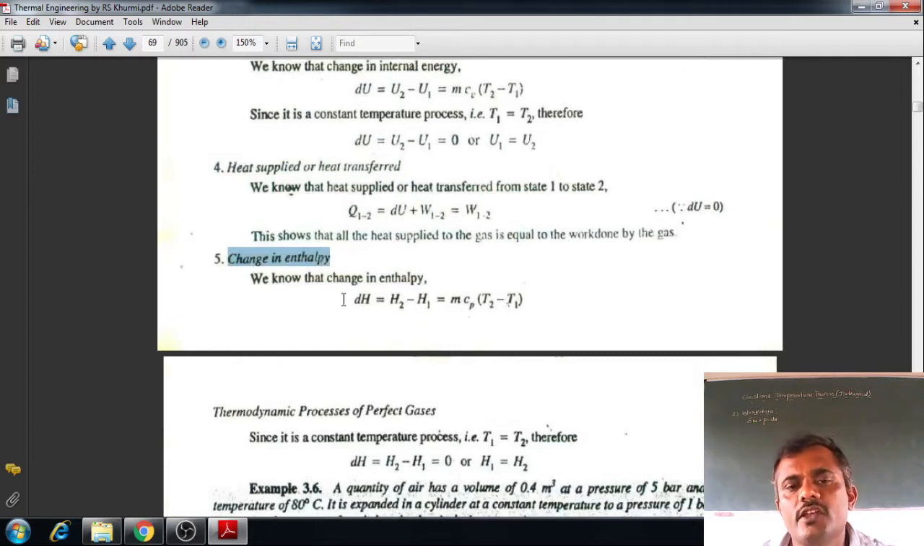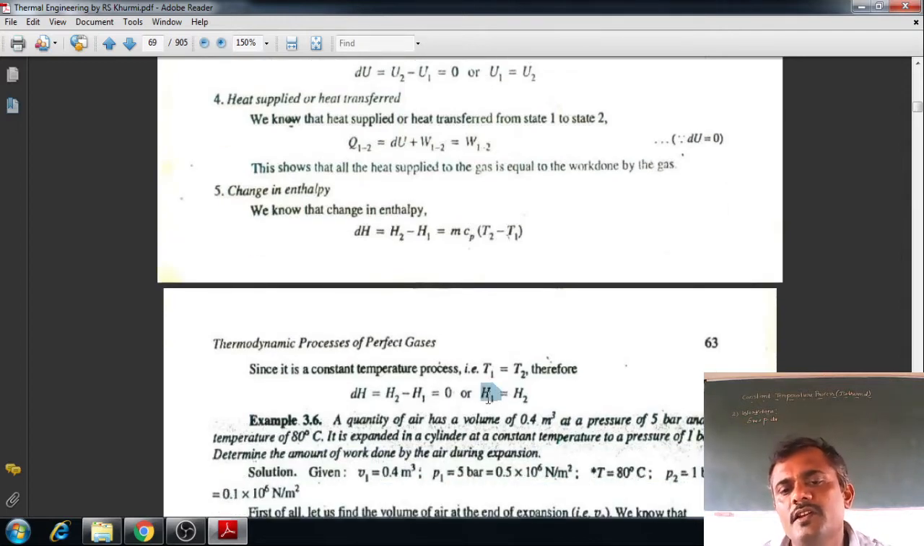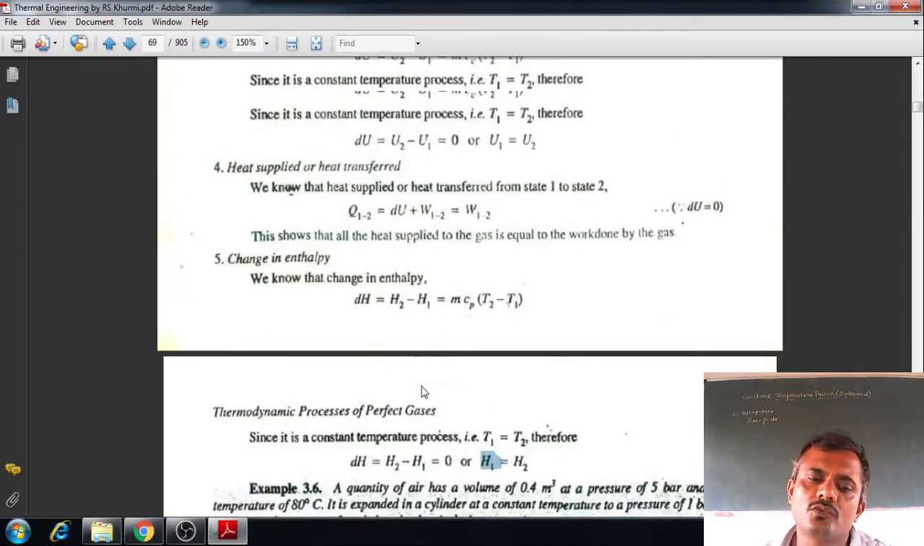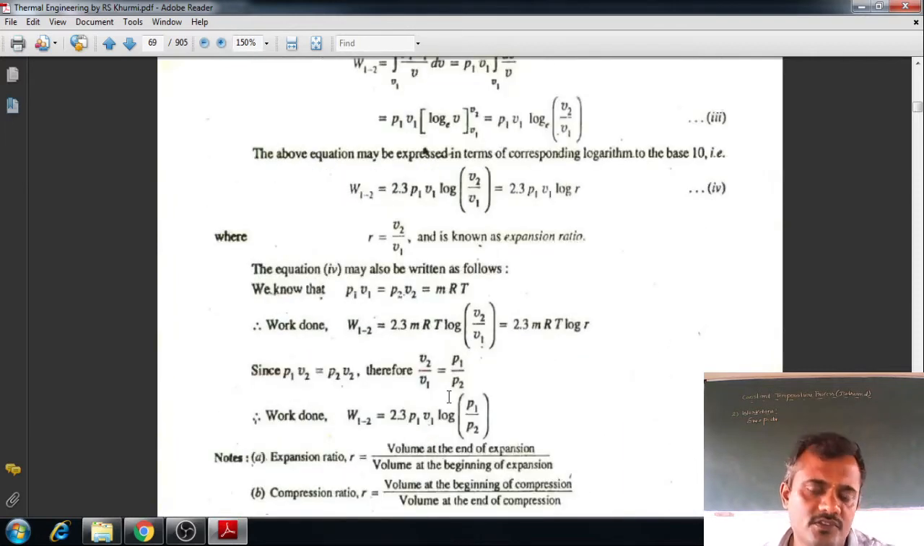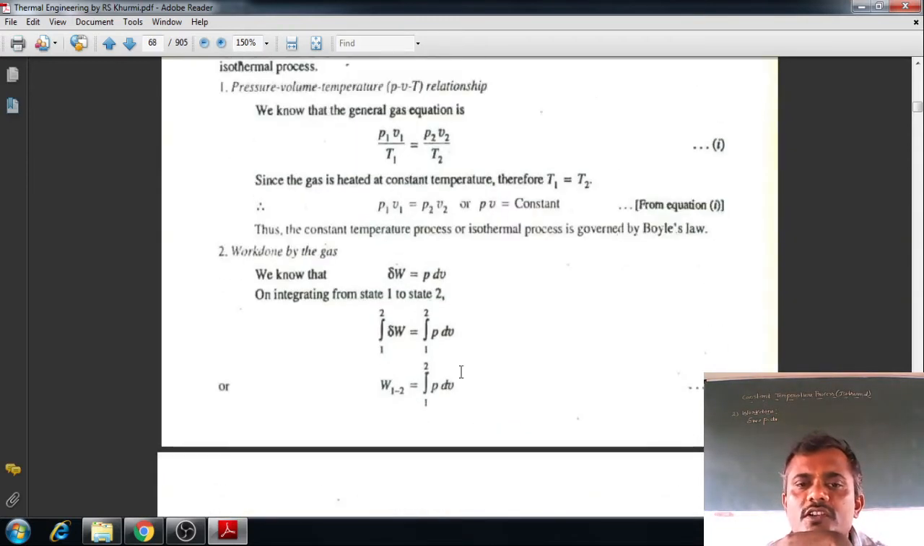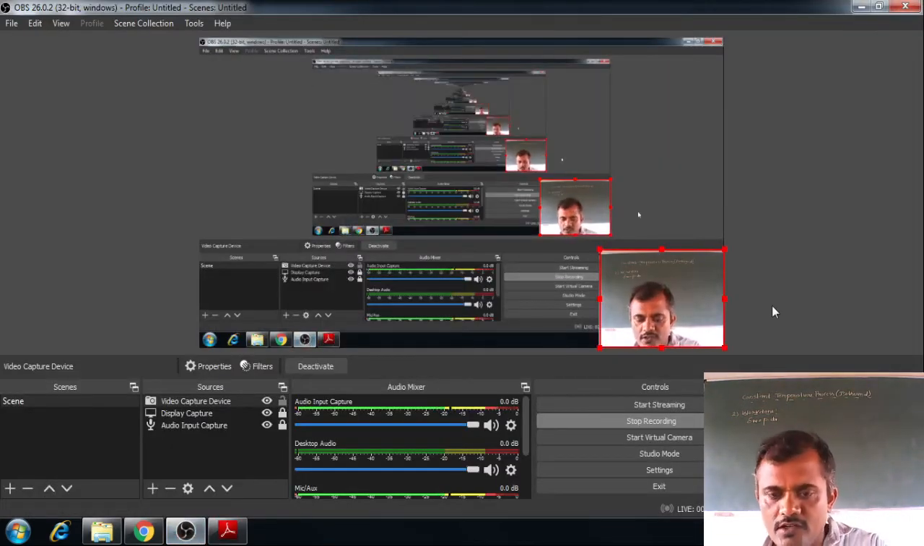Next comes change in enthalpy. In this, the general expression is m into Cp into (T2 minus T1). Again T1 is equal to T2, so this part becomes 0. So enthalpy change is also 0, or otherwise we can say enthalpy at 1 is equal to enthalpy at 2. So this is how we get the equations. Among all these five, the derivation of work done during a constant temperature process is very, very important. I will explain it now on the board.